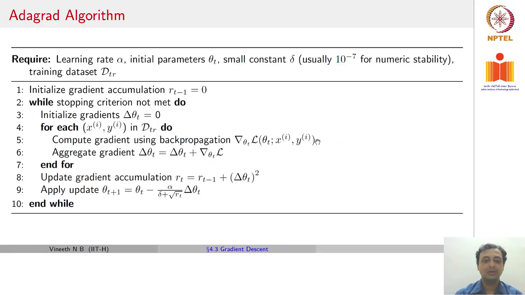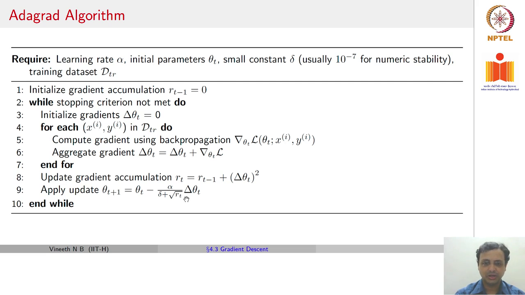So here is the algorithm. You aggregate the gradient, you update your gradient accumulation. You initialize your gradient accumulation parameter, r minus 1, to be equal to 0. And you update your gradient accumulation to be rt is equal to rt minus 1 plus grad theta t squared. You keep accumulating the squared gradients, and then this is the formula.